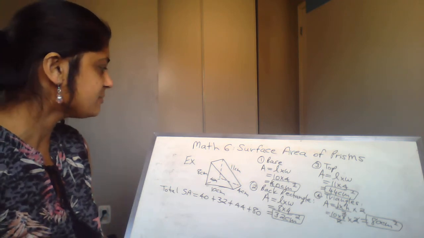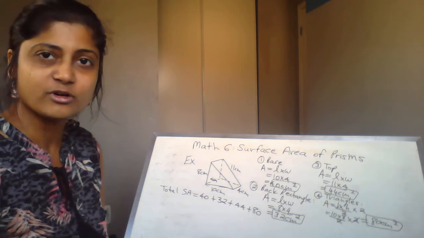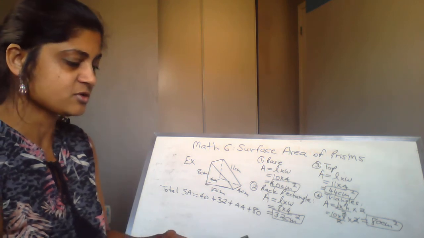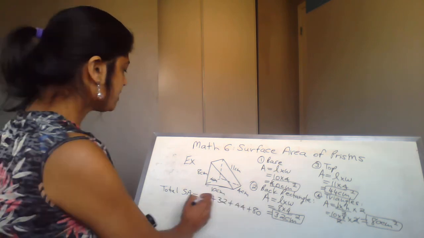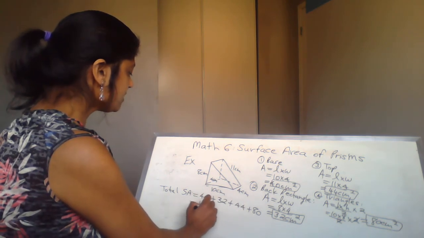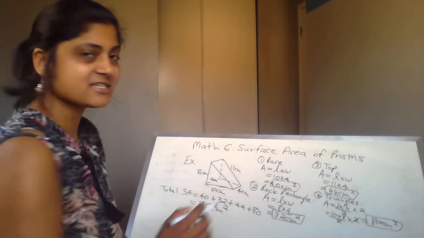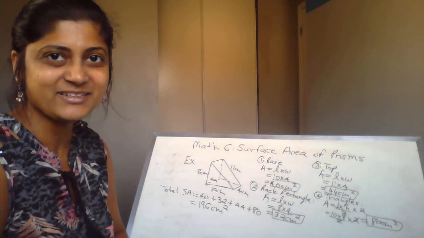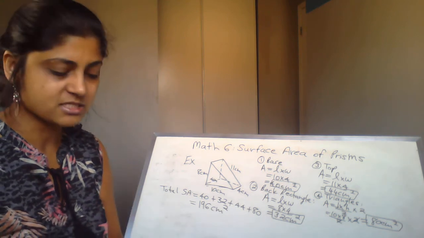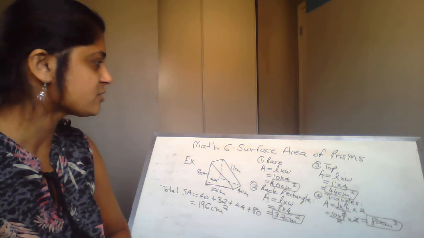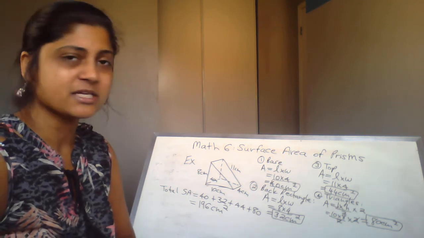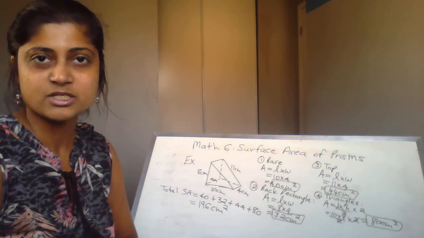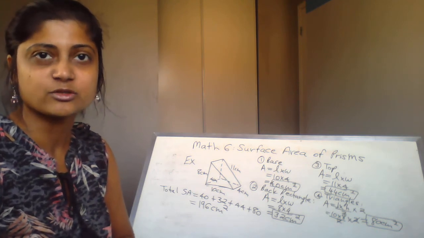So we're doing 40 plus 32 plus 44 plus 80, okay? So I'm going to just put it into my calculator here. And we are getting 196 centimeters squared, okay? So I can see basically for this triangular prism, my surface area is slightly less here, okay? Again, it just depends on what the dimensions are that are given for the triangular prism.